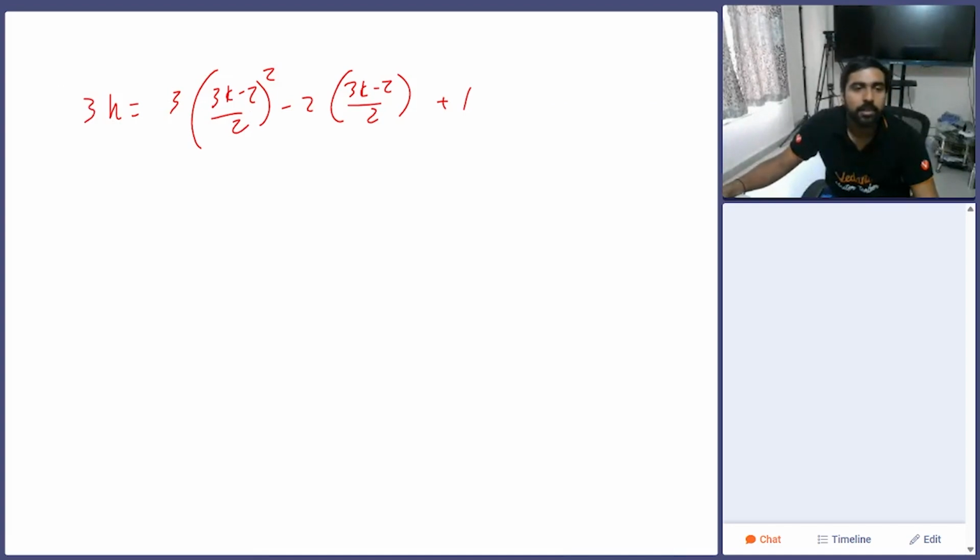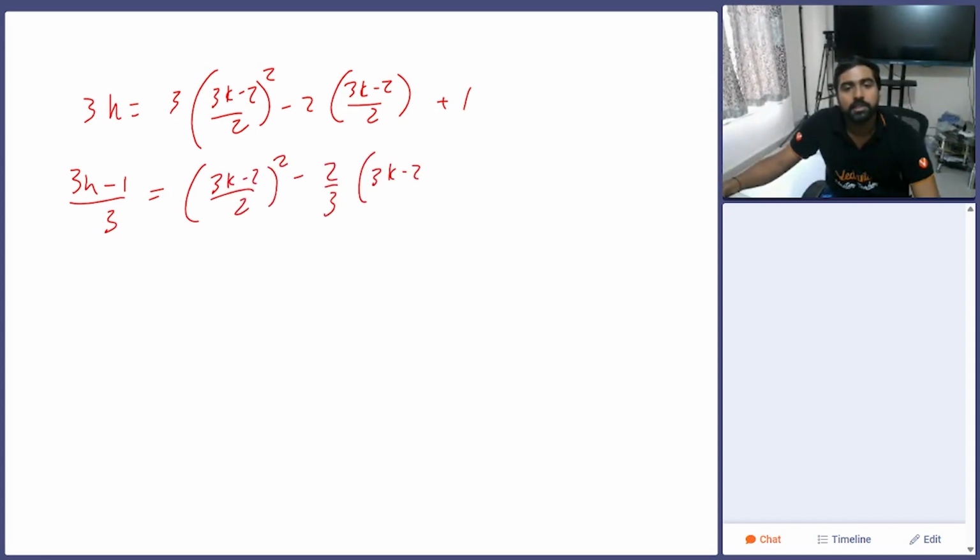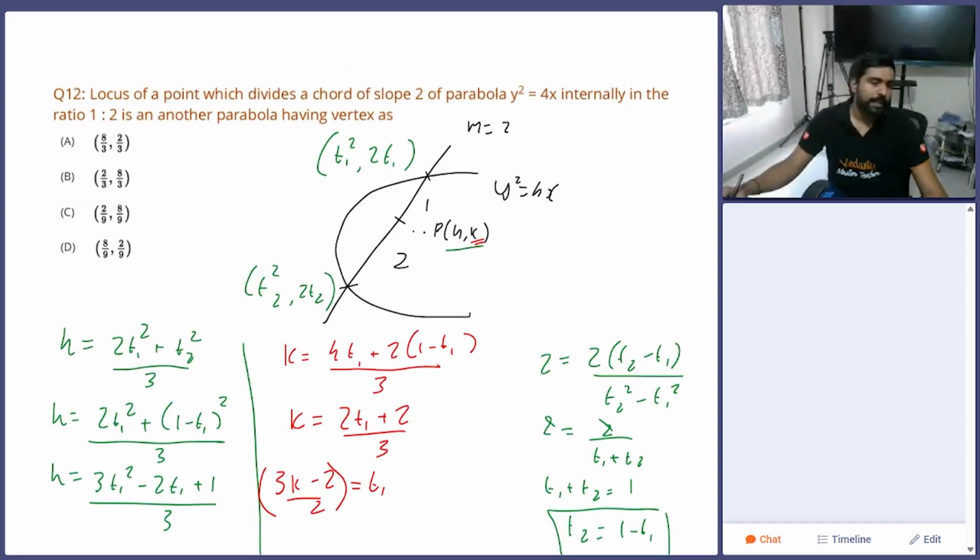3 ko to yahan pe just send it over here. And you can slightly rework this out as 3H minus 1, and then divided by 3, is equal to (3K minus 2 by 2) ka whole square minus 2 by 3 into (3K minus 2 by 2). Achha, the reason we have written it like this is now because options mein kya hai?